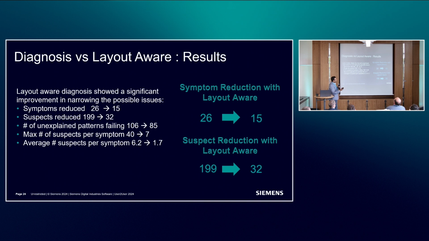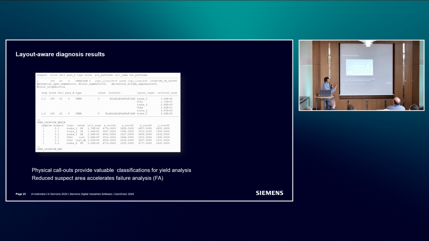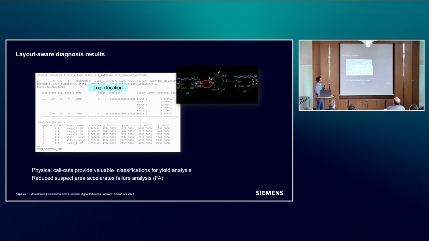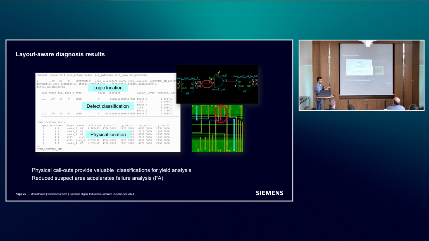In comparison, you can see for yourself the suspect reduction. It was 199 before, for one sample die that we are taking, and it went to 32, and the symptom reduced from 26 to 15, which is significant in terms of gathering more information. So how to read this report: the layout aware diagnosis report would look like this. With this report, you can get the logic location of the failure, we can classify what kind of defect we have got, and the physical location of the failure can be obtained as well.